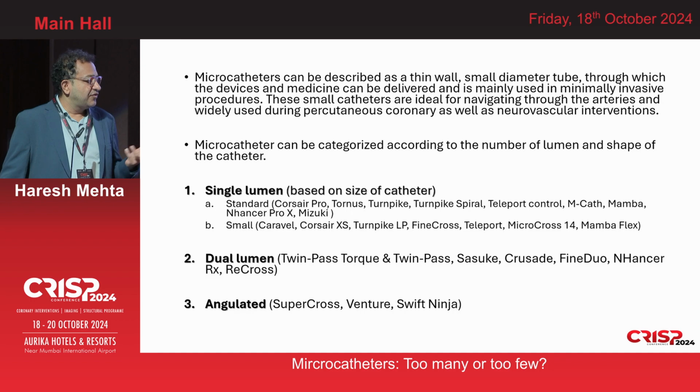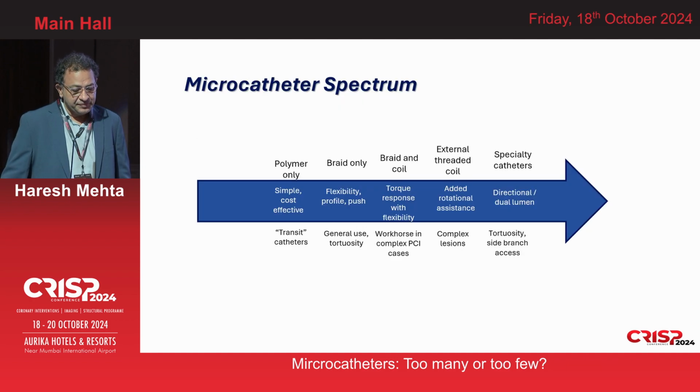So what is a microcatheter? We all know it's a catheter with a lumen, made of different varieties to let a wire go through, and they're generally broadly divided into single lumen catheters, which is based on the size of the catheter, dual lumen, or angulated. This is the spectrum of catheters we have.